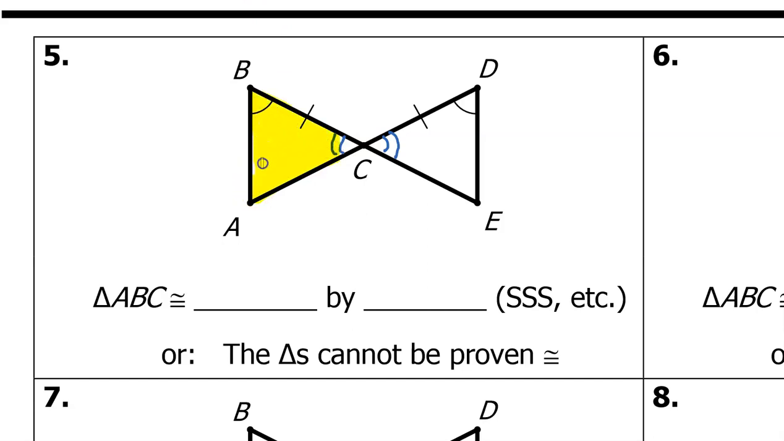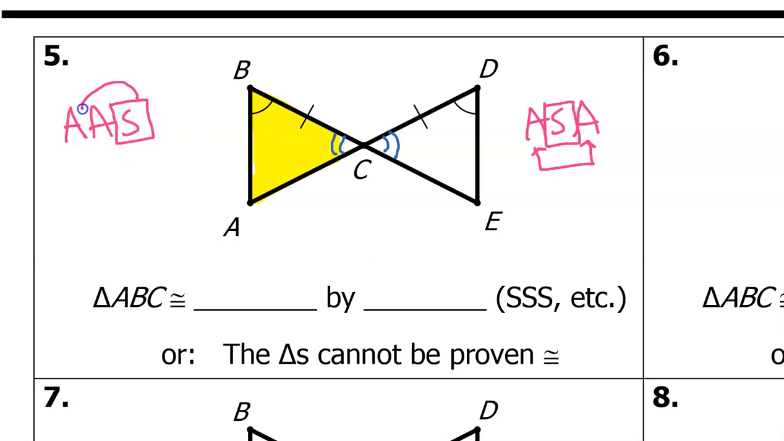What type of information do we have? I see that we have two angles and a side. So this will either be angle-angle-side, or angle-side-angle. The difference depends on whether or not the side is between the two angles. If it is, that makes it angle-side-angle. If the side is not between the two angles, then it's angle-angle-side.